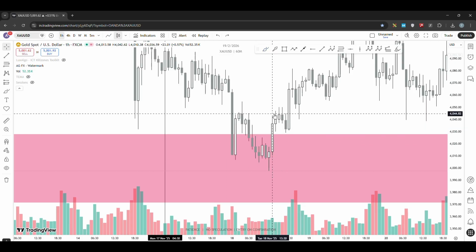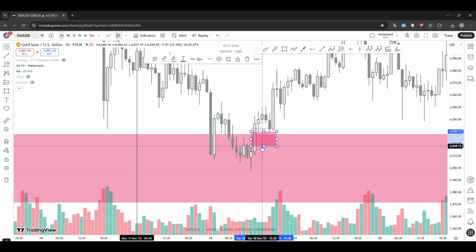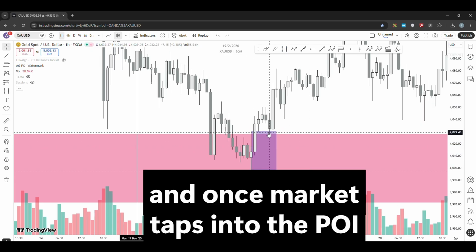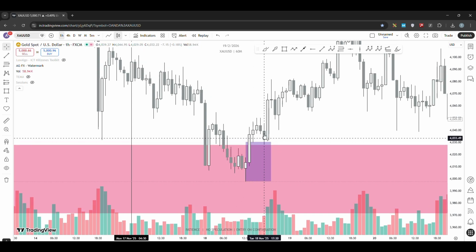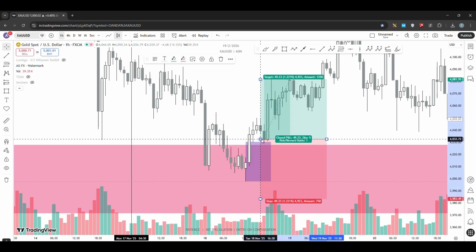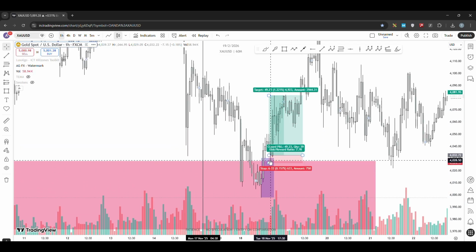So once we see this, what we can do is we can actually mark this fair value gap and the order block. And once market taps into the POI, you can go to the 5 minutes time frame and look for an entry from this 1 hour POI. And if you have that, then you can take your entry from the 5 minutes structure. And in this case, you're taking your entry from a 1 hour POI rather than the daily POI itself.